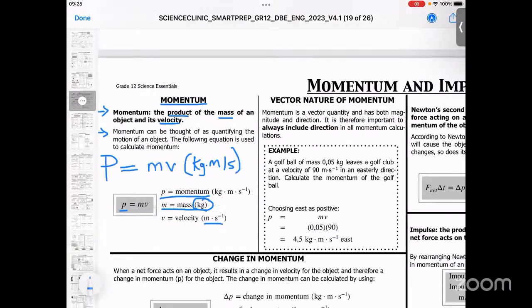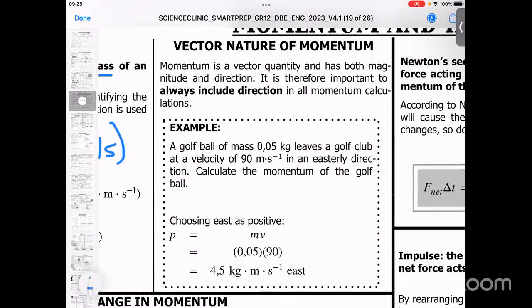Okay, maybe let's look at this calculation. What are they talking about? Vector nature of momentum. Momentum is a vector quantity and has both magnitude and direction. Very, very important on that one, honorable member. It is therefore important to always include direction in all momentum calculations. Why? Because it is a vector.